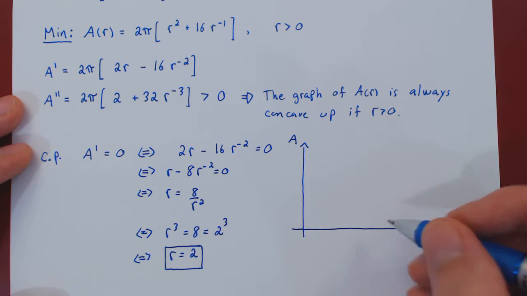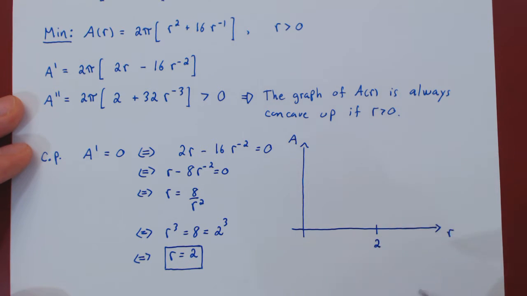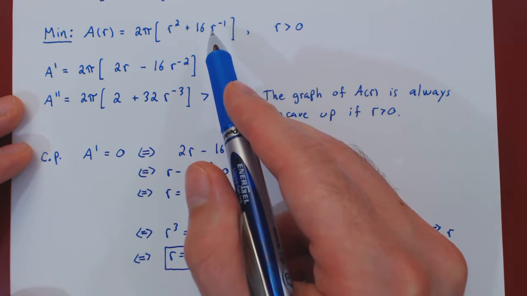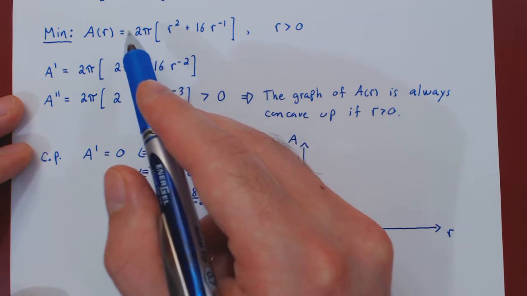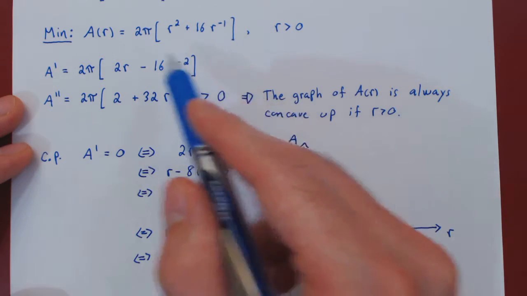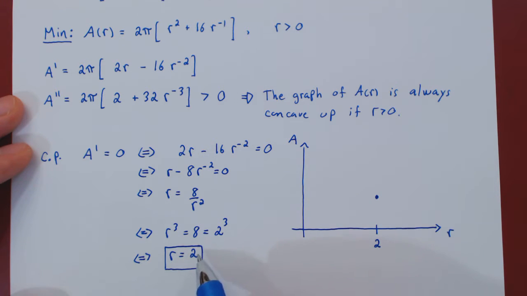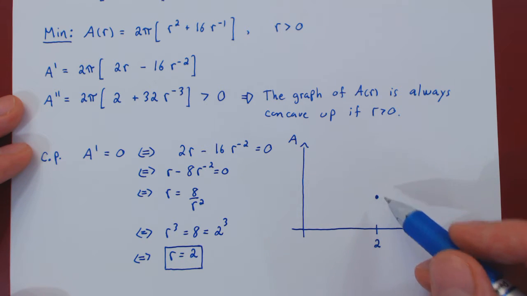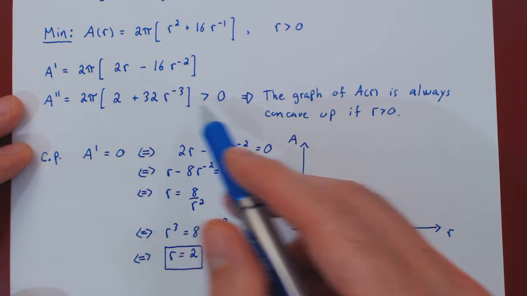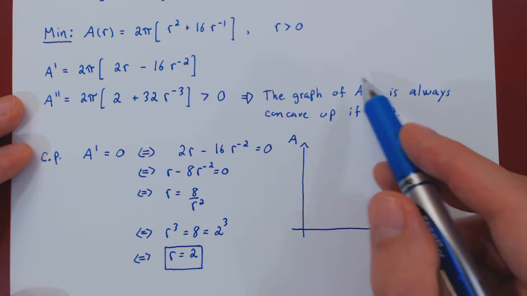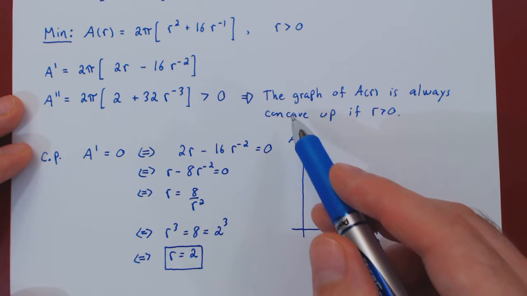So we're only considering the graph of the area function for positive values of r. So r equals 2 is a critical point. And you could find the exact value of the area by plugging r being 2 in here, but then the multiple of 2 pi doesn't really matter. This would be a positive number. Say it's here. And at this point, the derivative of the function is 0. This is a critical point, so at this point the curve is flat. And because of the second derivative, we know the graph of the area function is always concave up.